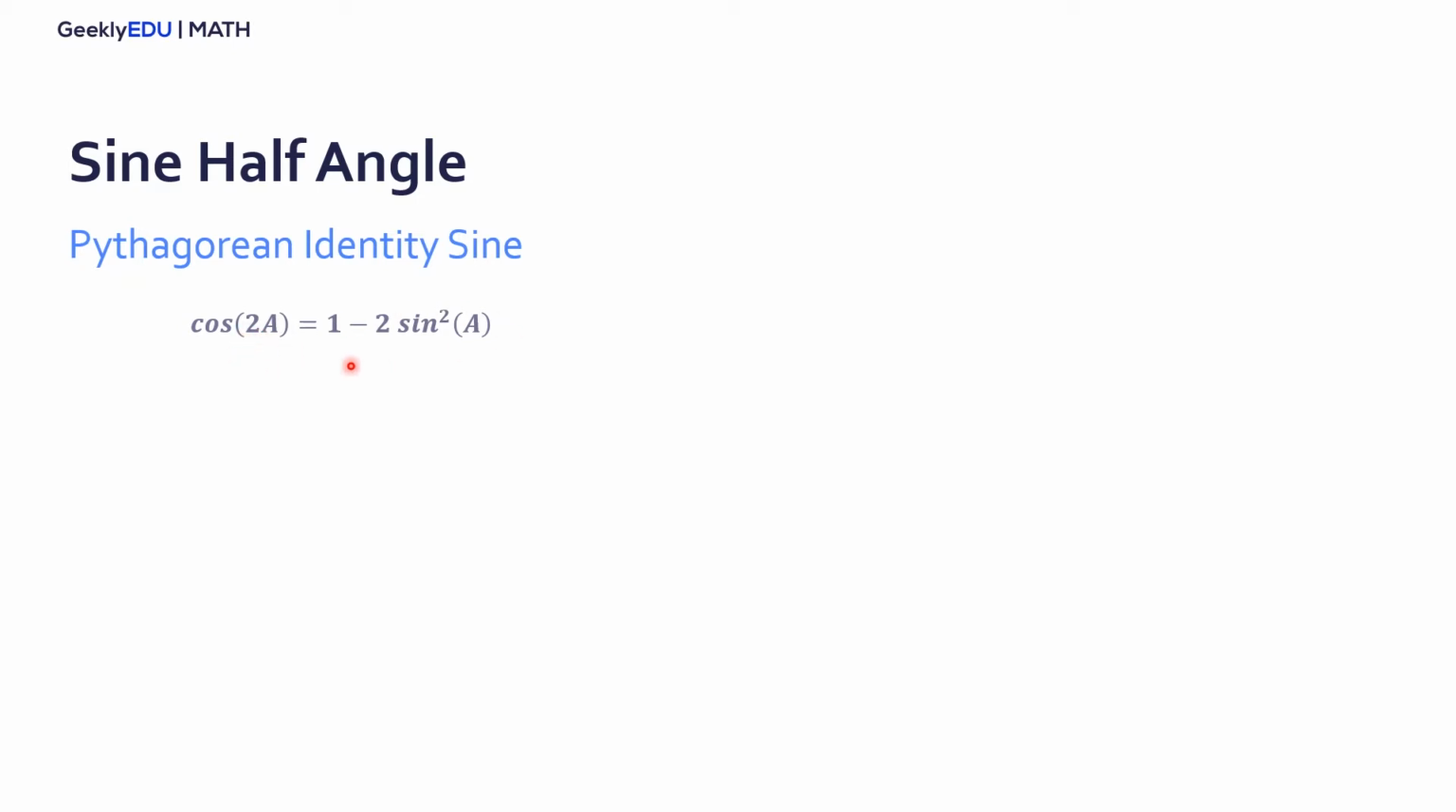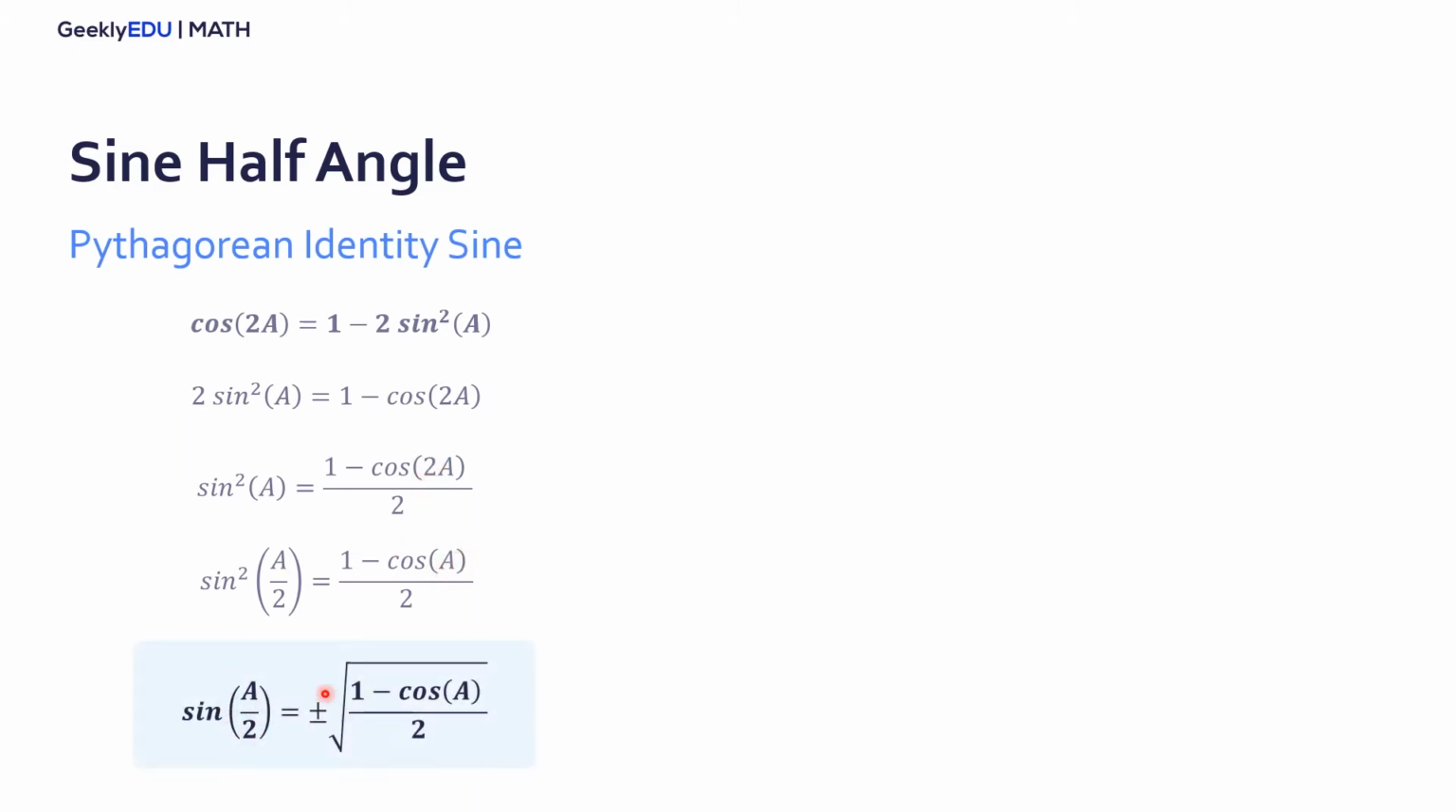So from here we can isolate the sine squared because we want to find the sine. I can just isolate the sine squared on this side, and now I want the half angle. So instead of the sine squared of a, I want the sine squared of a over 2. And you see that the 2 on the other side of the cosine will disappear. And now I just take the square root, and that's the formula we use for the sine of a half angle.